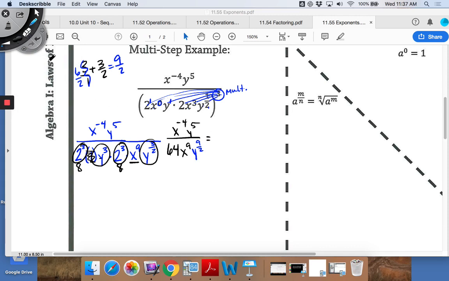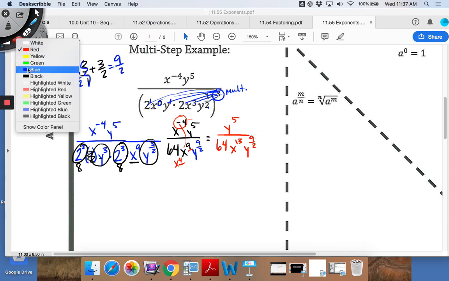Now we're going to deal with this negative exponent. So this is a negative exponent, so it needs to flip to the bottom. So it would become y to the fifth over 64. So if we flip this to the bottom, we would be basically multiplying it by x to the fourth. So we would add those. So it would give us x to the 13th, y to the 9 over 2.